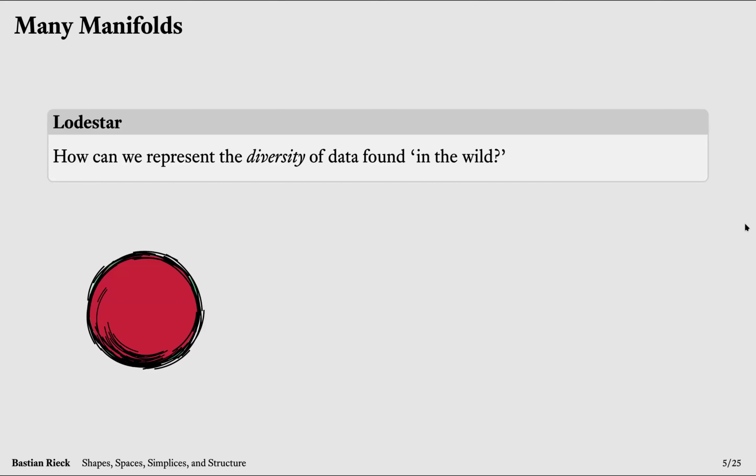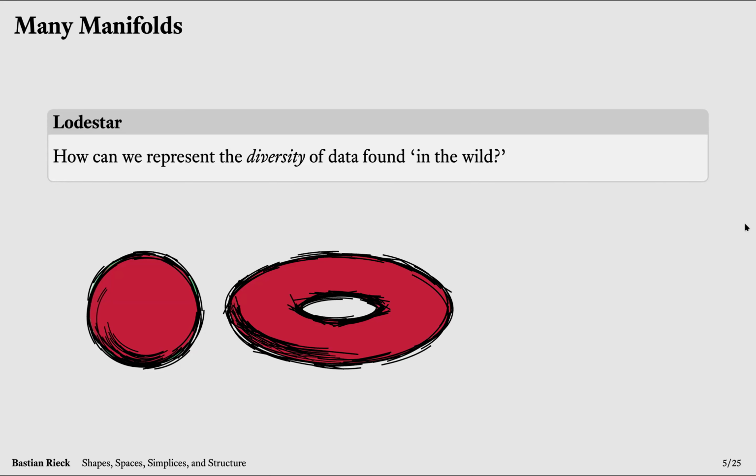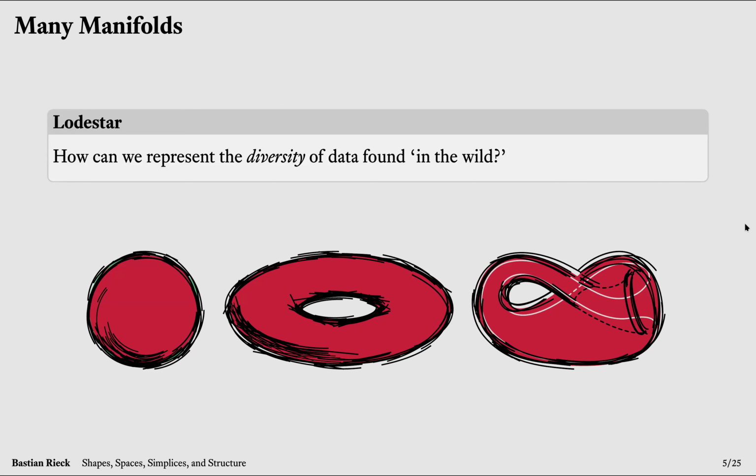When we talk about data, or when we talk about topology and geometry, we often have this lodestar in our mind, namely: how can we actually represent the diversity of data found in the wild? And our first concept and our first highlight is typically the idea of a manifold. When we hear manifold, we think of things like the sphere or the torus, or maybe a Klein bottle if you're really fancy. But in reality, there's more.